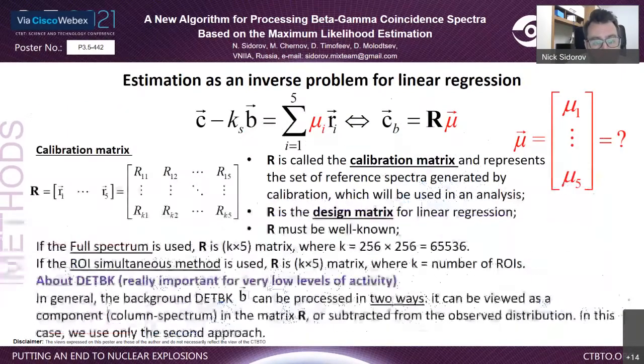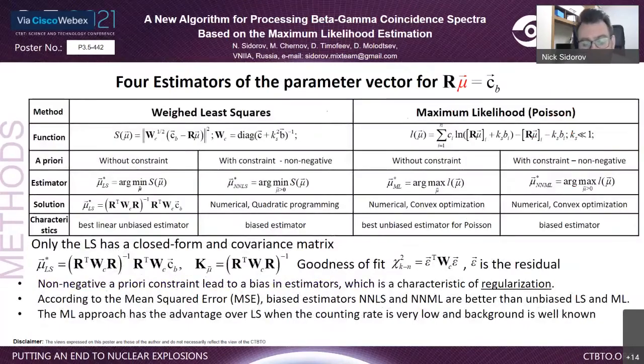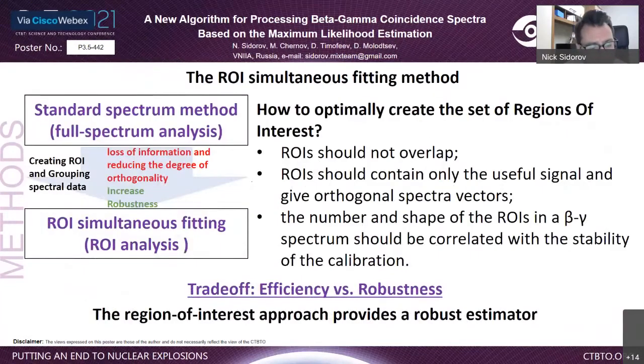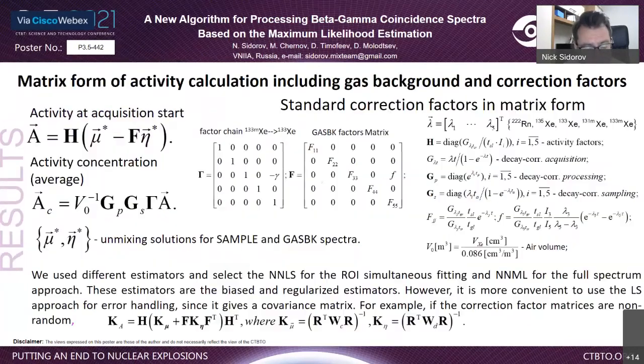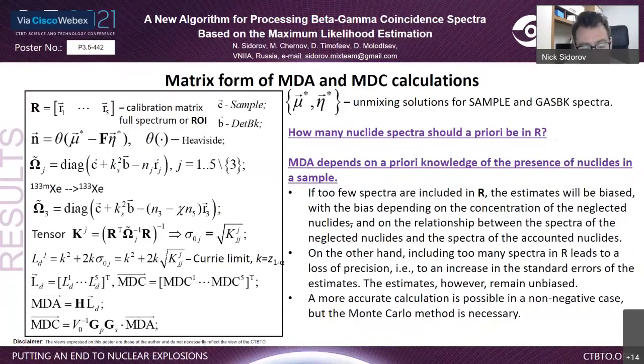The standard spectrum method for radioactivity estimation is an inverse problem for a linear task, and we showed four possible solutions to the inverse problem, and we identified the main characteristics of this estimator. We consider the answer to the question of how to optimally create a set of regions of interest, and we use only a matrix approach to solve the problem, and the matrix form of calculation of MDA and MDC.